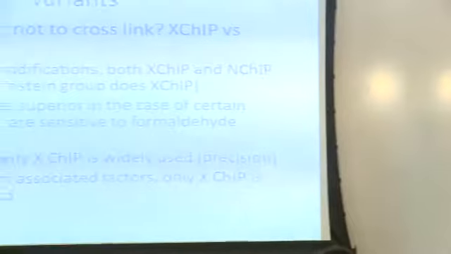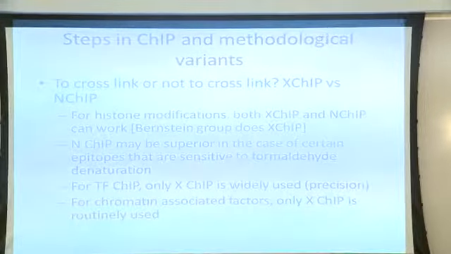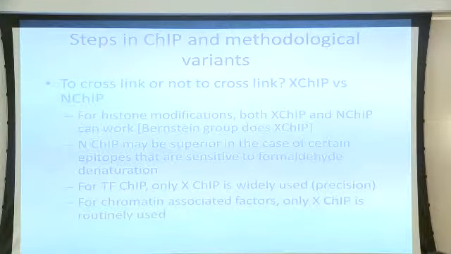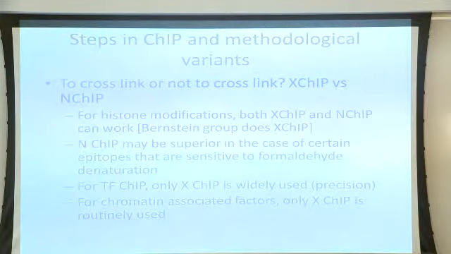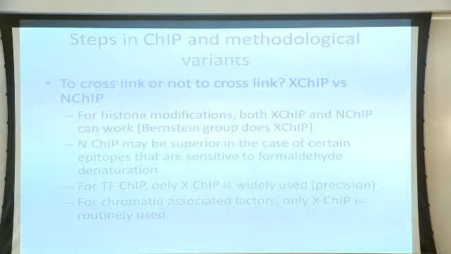So one thing you'll encounter is that there are two fundamental ways of doing ChIP, with and without cross-linking: so-called X-ChIP for cross-linking, and N-ChIP, which stands for native ChIP. In the Bernstein lab, we routinely use X-ChIP, exclusively. But frankly, the majority of what we study with ChIP is histone modification, and when you're doing histone modification, both X-ChIP and N-ChIP have been successfully applied.